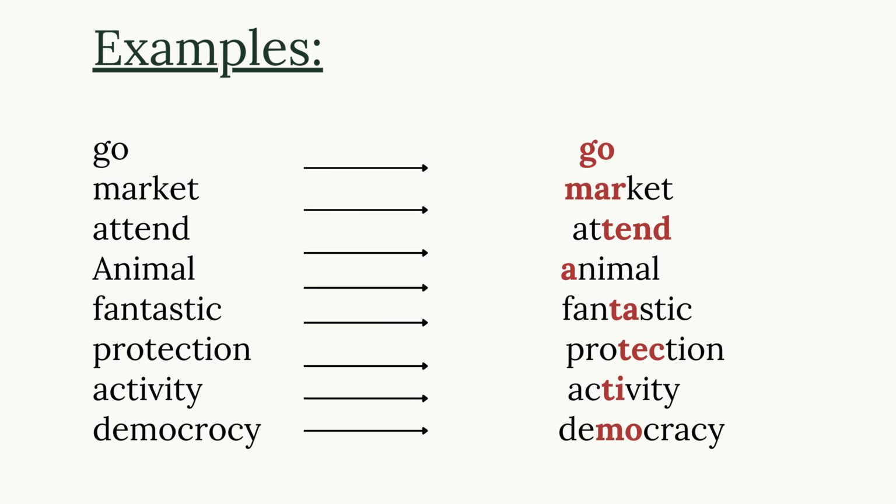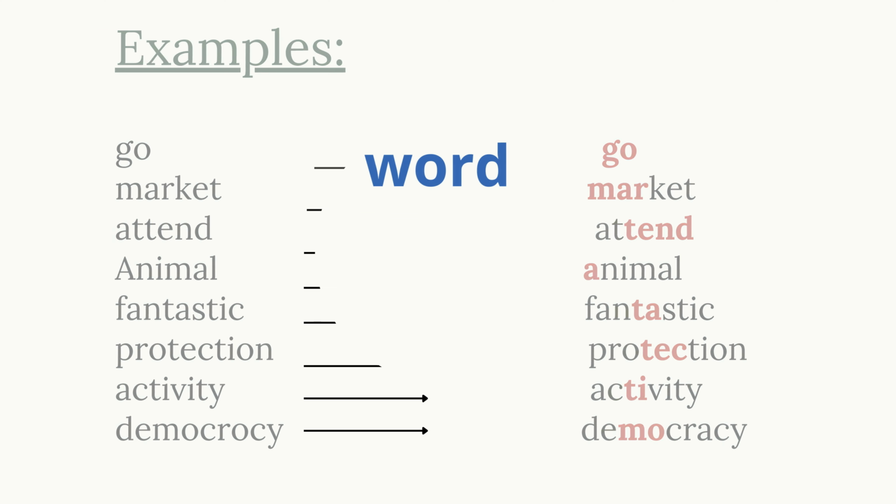Finally, let's look at democracy, a four-syllable word ending in cy. In this case, the stress is also on the third to last syllable. Understanding these patterns can make pronunciation much easier and help you sound more natural in English.